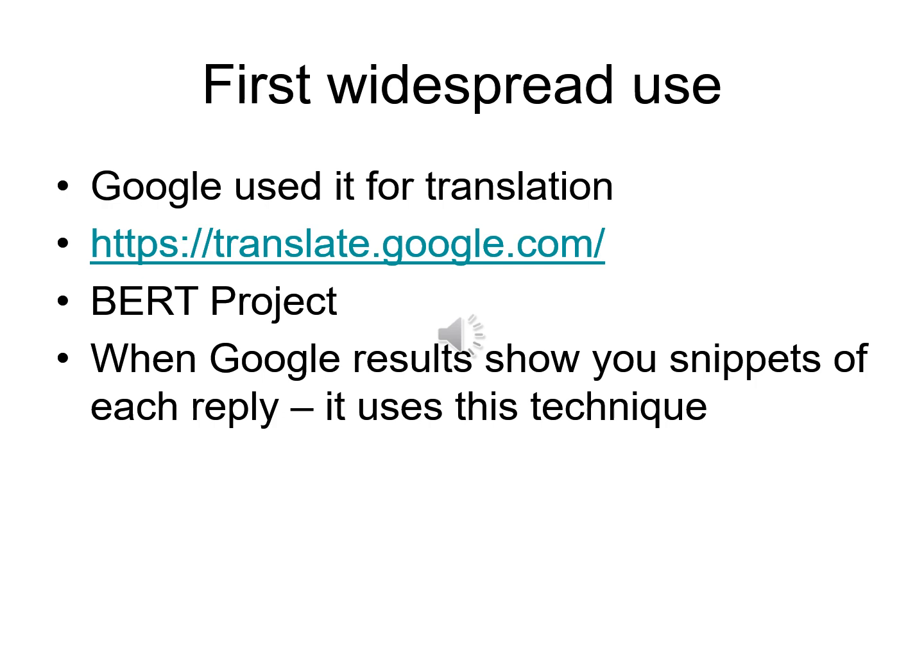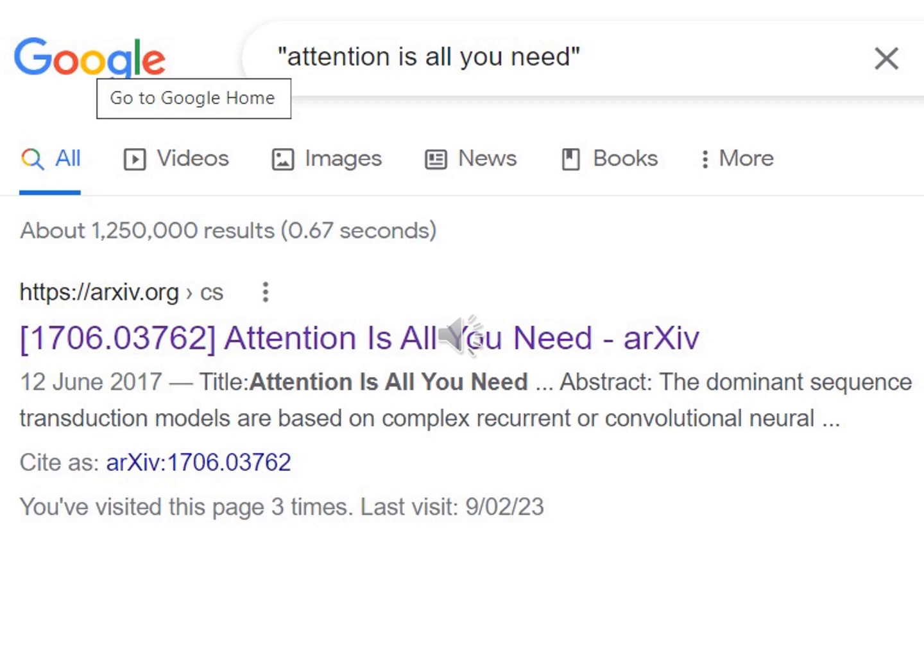Let me give you one concrete example. Here I did a search for the phrase within quotes using Google: "Attention is all you need." This is the paper that we have been discussing, the Vaswani et al. paper. The first thing it produces when I do that search is the paper itself. Not only does it show the title of the paper, it also shows a bit of the abstract to tell us a little more about it.